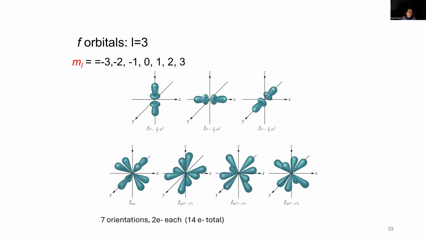Now, this is going to give us a whole slew of different orientations. We're going to have -3, -2, -1, 0, 1, 2, 3. So that's 7 different orientations. And these are the 7 different shapes of the orbitals that we can ascertain. So some of them look kind of like fireworks, and then we also have these mushroom looking things. So this gives us a total of 14 electrons.